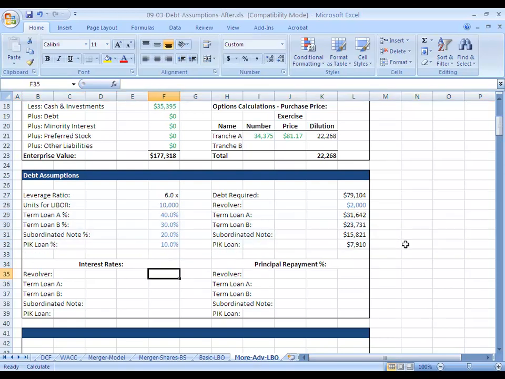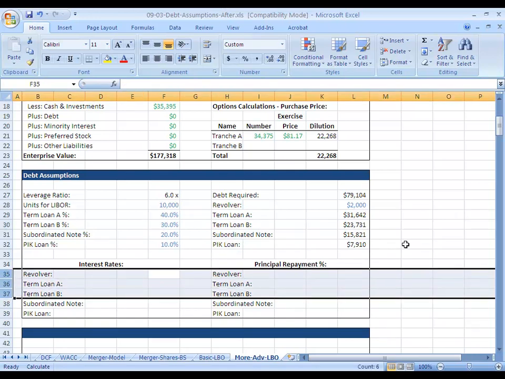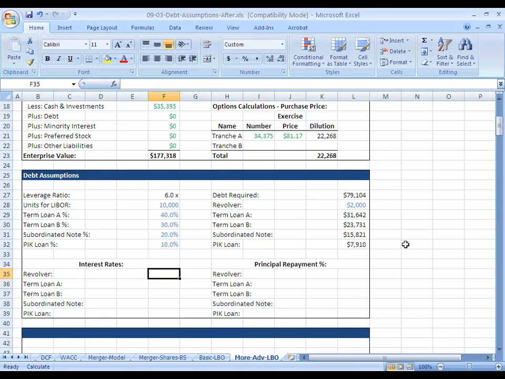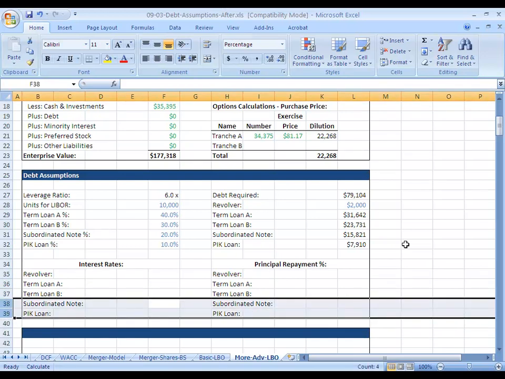Now, for the interest rates here, I mentioned that in general, bank debt is going to have lower interest rates than high yield debt, and that's definitely true, so we'll be seeing that with our assumptions here, but there is one other important difference, which is that with bank debt, we have floating interest rates, and with high yield debt, we have fixed interest rates. What do I mean by floating versus fixed interest rates?